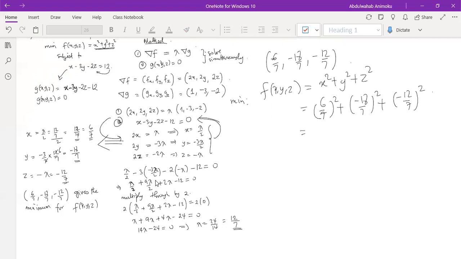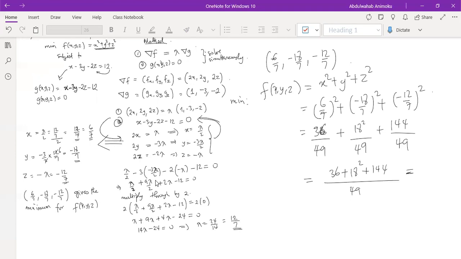Now when you do this, this is all positive. So this is 36 over 49 plus 18 squared over 49 plus 144 over 49. And you add everything together. So that will be 36 plus 18 squared plus 144. When you add the numerator divided by the denominator, that will give you the minimum of the function, right? Okay, so that solved this particular problem. You can just quickly do this in your calculator to find the minimum value of the function.